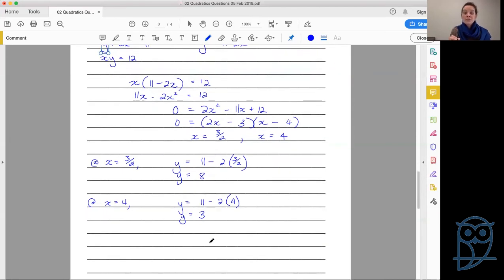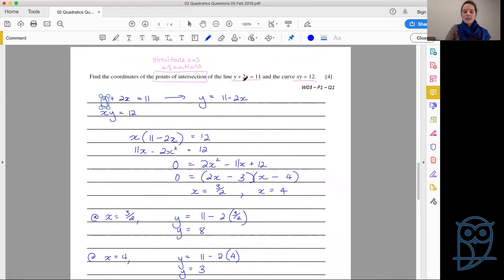They asked us specifically for coordinates of intersection, so in this case, we're going to give our answers as coordinates. You're always going to pay very careful attention to your question. If they just ask you to solve for x and y, then you'll just solve for x and y like we have done here. If they ask you for coordinates, you must give them as coordinates. So we can then conclude that intersections are at 3 over 2, 8, and 4, 3. Our 2 points of intersection between the given line and the curve, just as they asked us for.